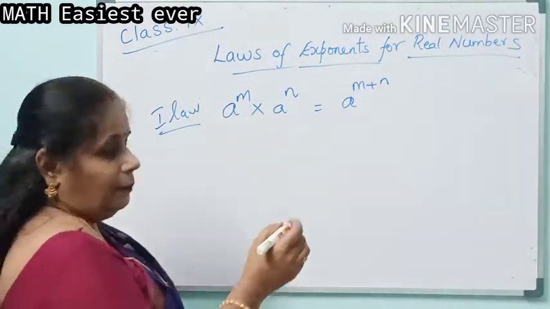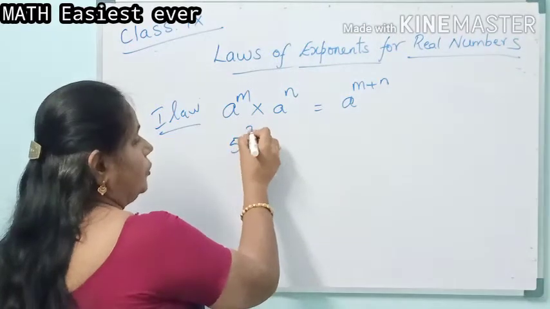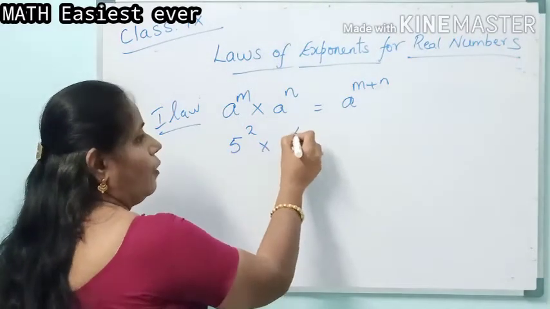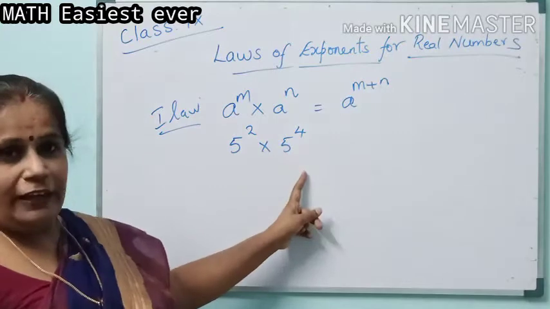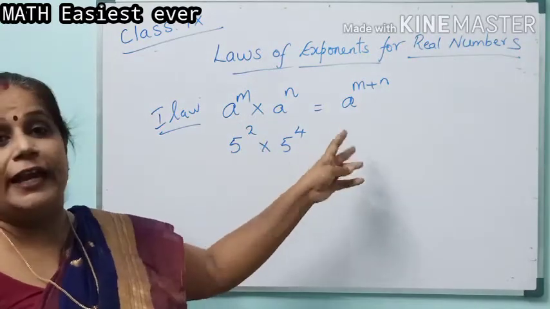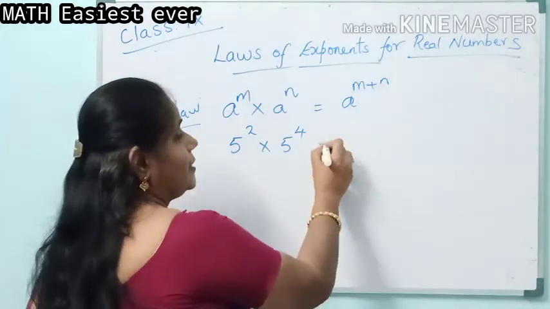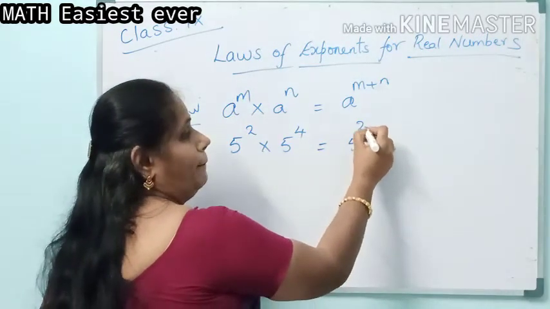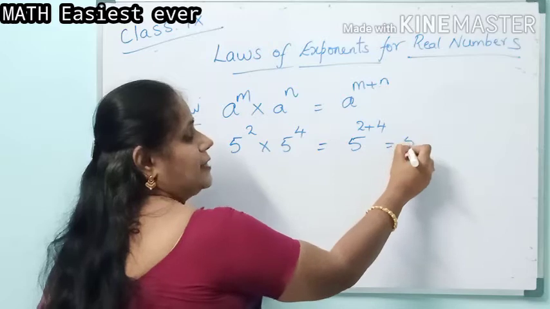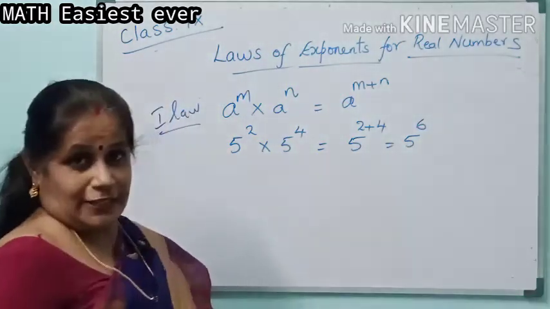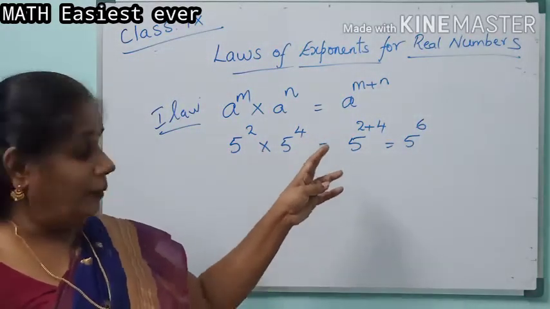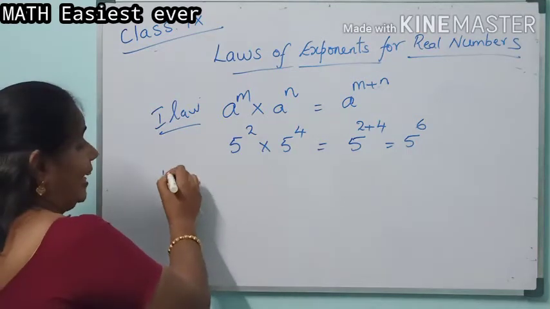We'll take an example also for that. 5 raised to 2 into 5 raised to 4, where your a is 5, your m is 2 and n is 4. A raised to m into a raised to n is a raised to m plus n. So that answer will be 5 raised to 6. This is your first law. Hope you remember that. Then what is the second law?